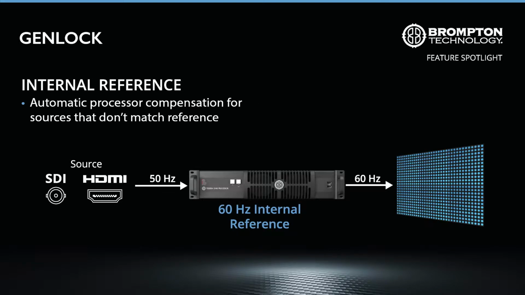Processors with an internal reference can be genlocked to a user-specified rate between 23.98 and 60 frames per second, from within the Tessera software interface. In this case, the Genlock frequency is independent of the frame rate of the incoming source. Any mismatch between the internal reference and source frame rates will be automatically compensated for by the processor.